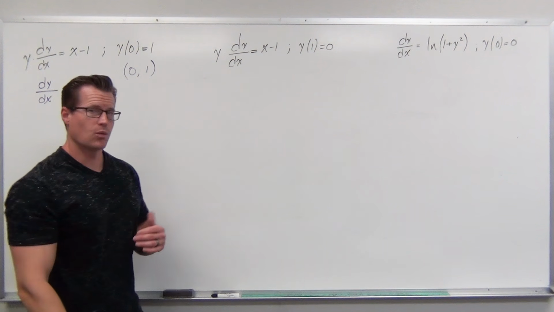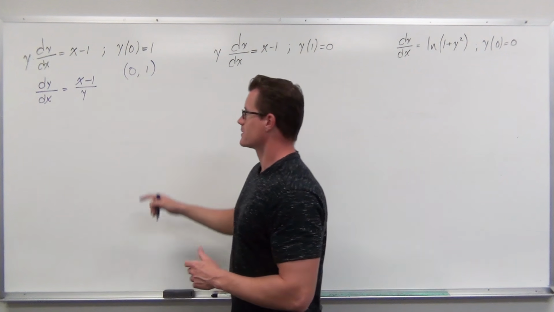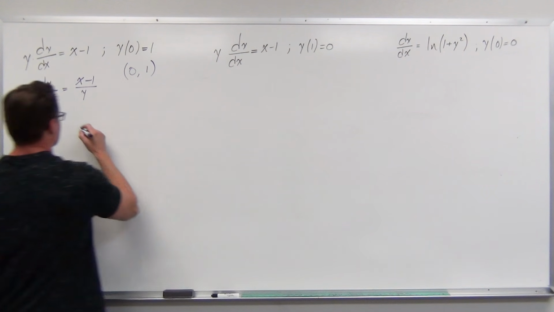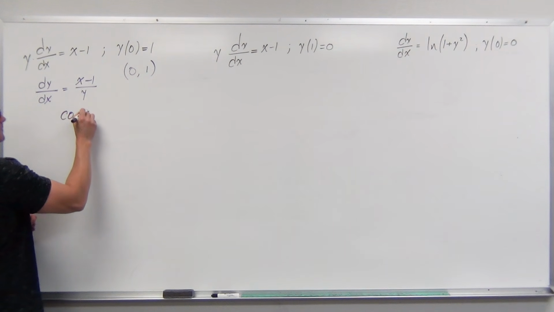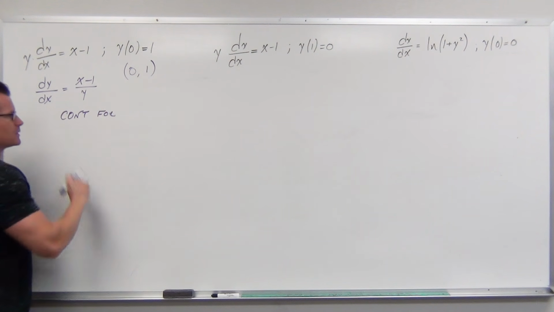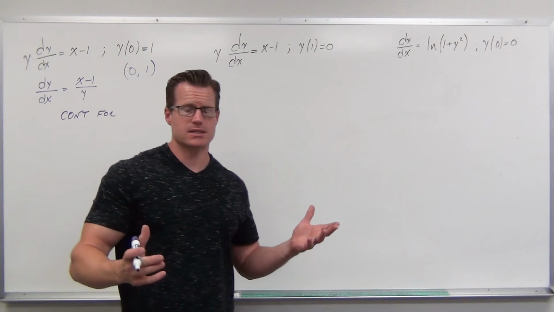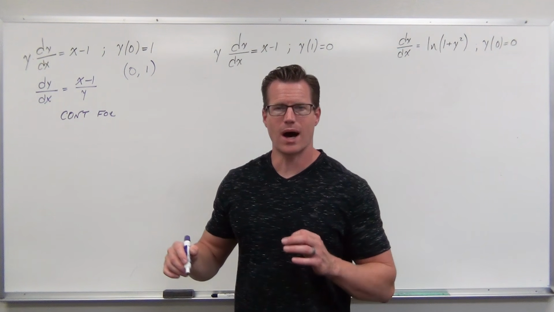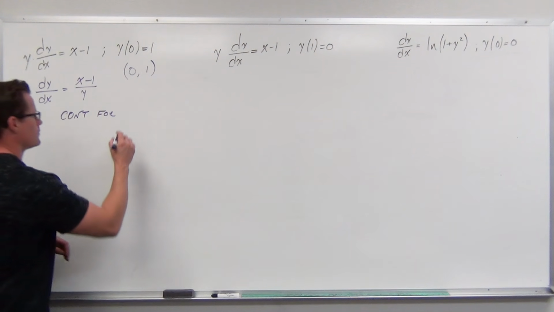The point is (0, 1). So I'm going to check to see where this is continuous. This is continuous for any x value. X is not a problem here. Plug in anything, you're going to be fine. But the y is a problem. Y cannot be 0.